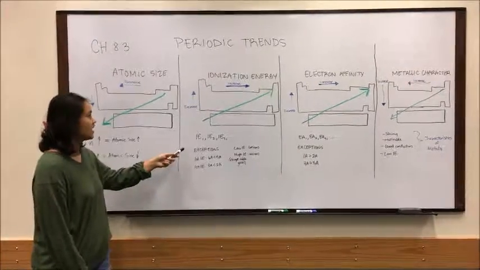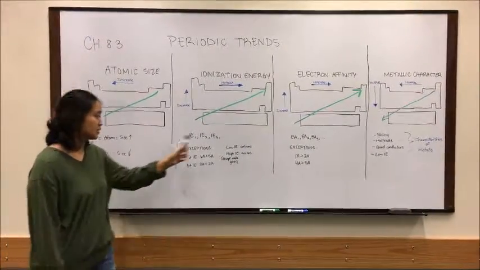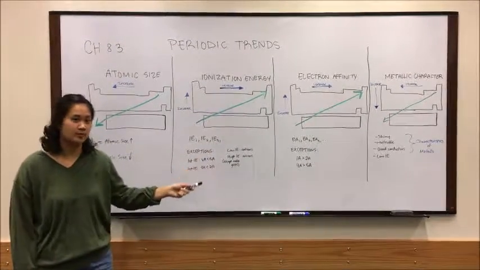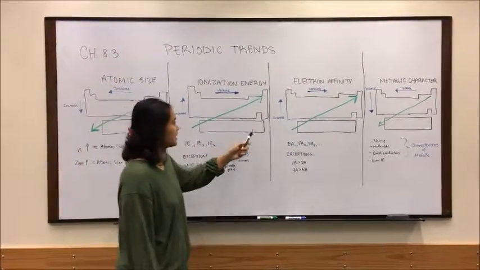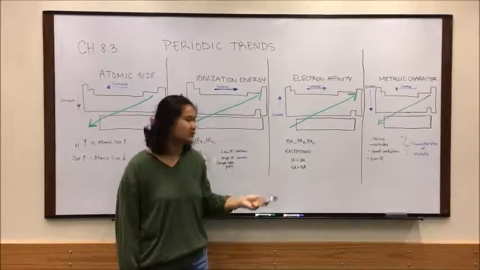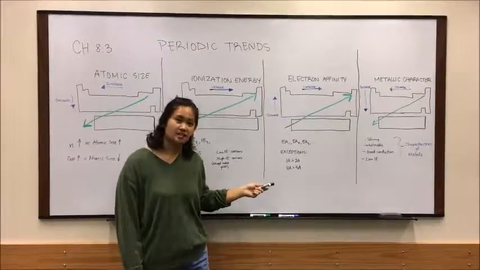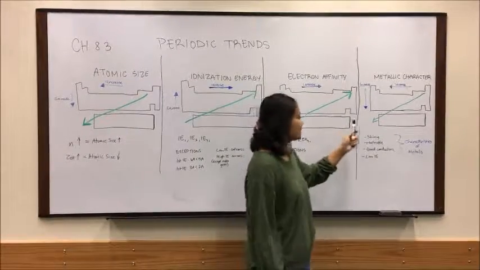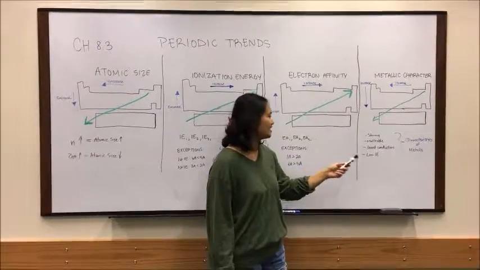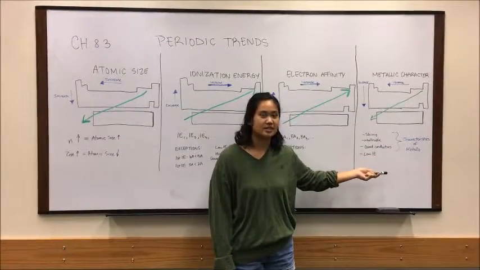There are some exceptions to ionization energy, and elements with low ionization energy tend to form cations, and those with high ionization energy tend to form anions. Next is electron affinity, which generally increases in this direction and is also successive and also contains exceptions. Lastly is metallic character, which generally increases in this direction, and these are some of the characteristics of metals.